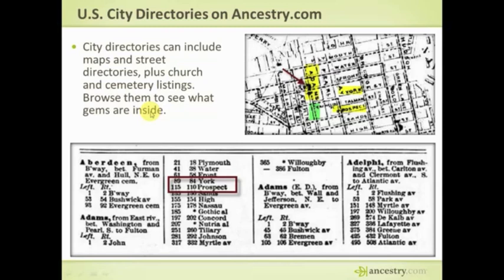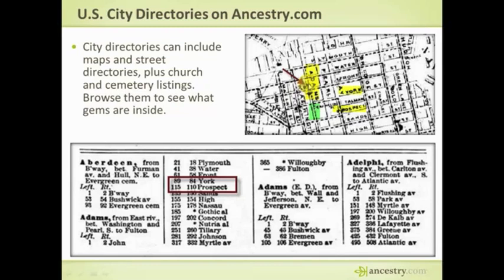And maybe one of the more obscure places where you might not expect to find a map would be our U.S. City Directory collection on Ancestry.com. City directories can often include maps, and especially the street directories are very helpful to look for. For example, if you had an ancestor who lived at 100 Adams Street, this is the street directory down here for Adams Street. If they lived at 100, we would know that they would live somewhere between York and Prospect, and that they were on the right side of the street because it was an even numbered house.